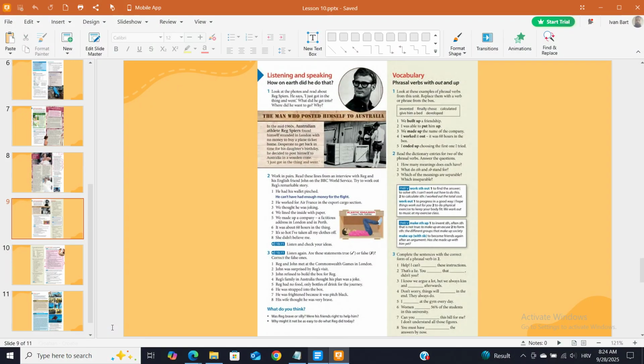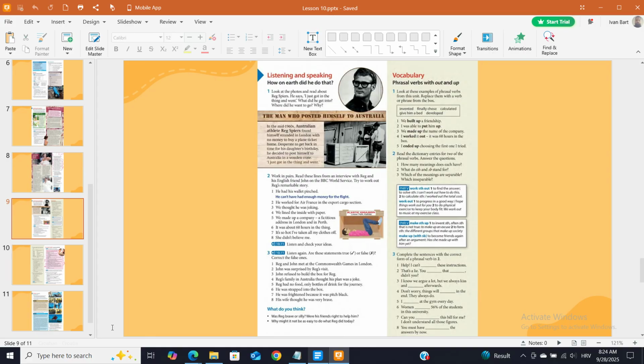2. Read the dictionary entries for 2 of the phrasal verbs. Answer the questions. 1. How many meanings does each have? 2. What do SO and SB stand for? 3. Which of the meanings are separable? Which inseparable?